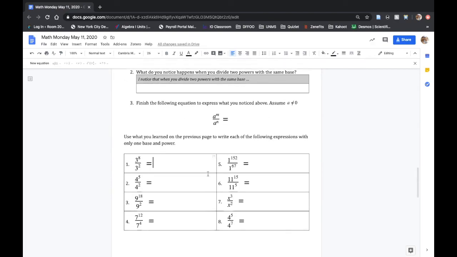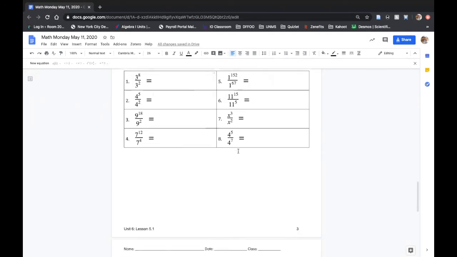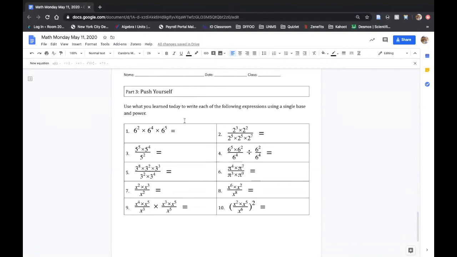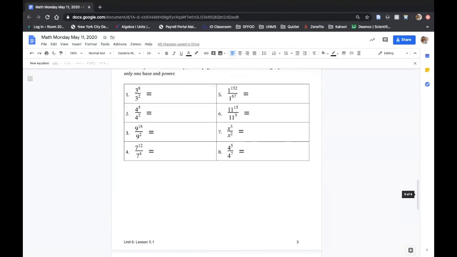This is some stuff that we really have to understand before we go into algebra next year. So make sure you try it. If you finish early, the push yourself section is going to combine the two rules together and also throw some variables in there at you, all right? So good luck. If you have any questions, please come to the session and we will go over this stuff later.